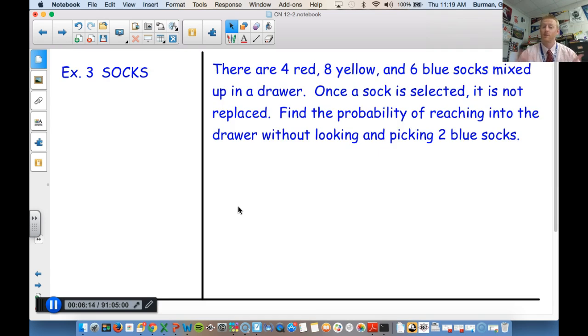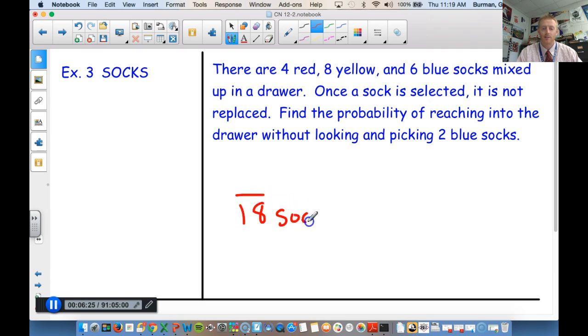So here's an example with socks. There are 4 red socks, 8 yellow, and 6 blue. That's a total of 18 socks. Okay? 1 sock is selected and it is not replaced. Find the probability of reaching into the drawer without looking and picking 2 blue socks.